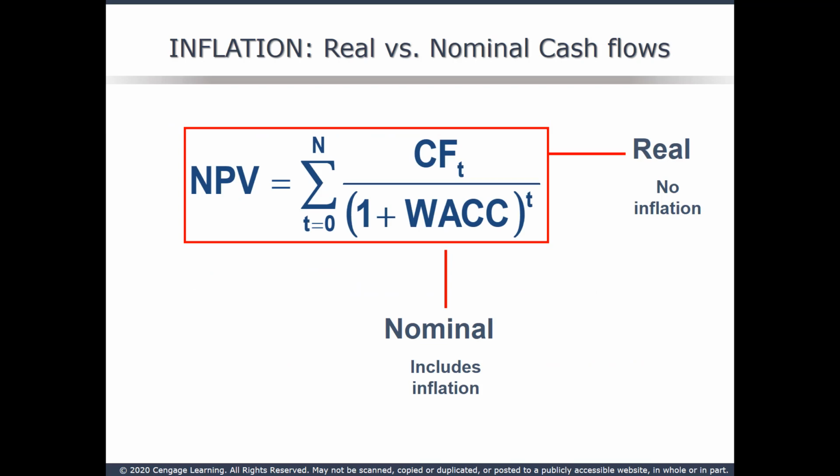To demonstrate further, looking at the basic NPV equation, cash flows in the numerator are real, no inflation, yet the weighted average cost of capital in the denominator is based on nominal rates with inflation included. Nominal rates are bigger than real rates. The result? A downward biased NPV.